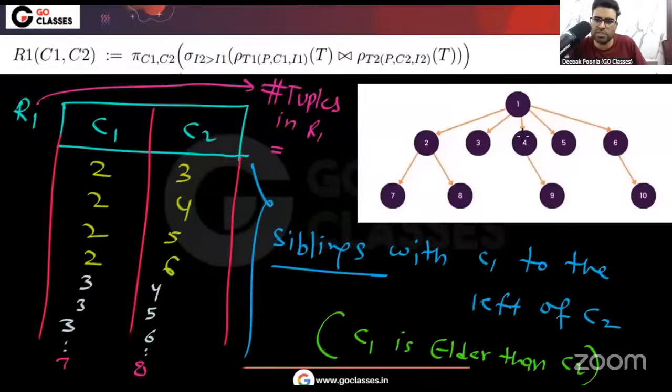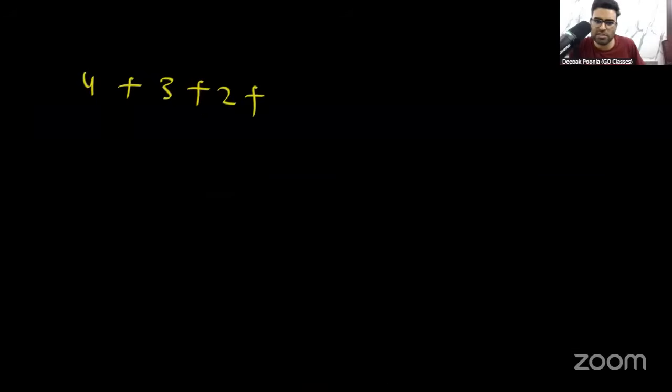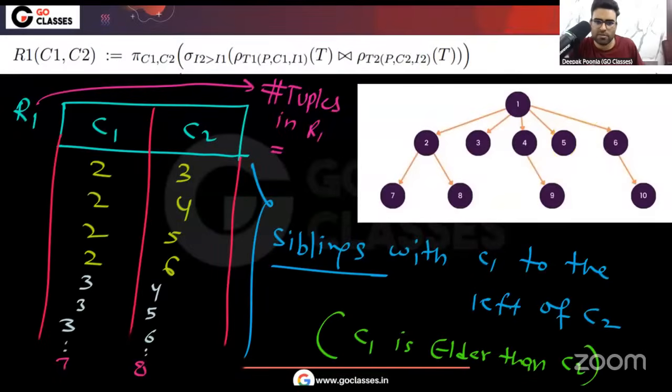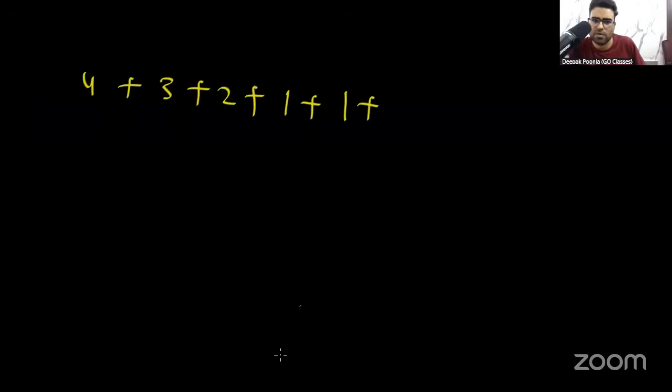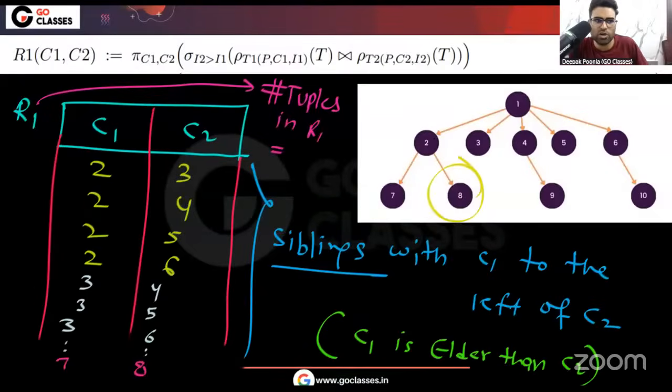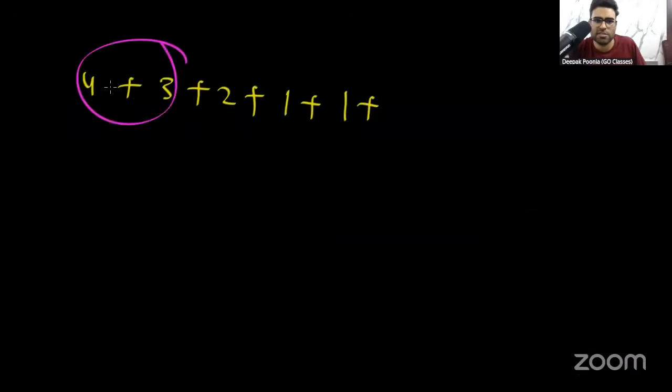Yes or no? 4 tuples, then 3 tuples. Then for 4, we have 2 tuples. For 5, we have 1 tuple. For 7, we have 1 tuple. For 8, we don't have any tuple, because we have 7, 8 but not 8, 7. For 9, there is no tuple because there is no sibling. 9 does not have a sibling, and 10 does not have a sibling. Yes or no? 9 comma 10, they do not have siblings. So that's it. Finally, you can see this is 7.